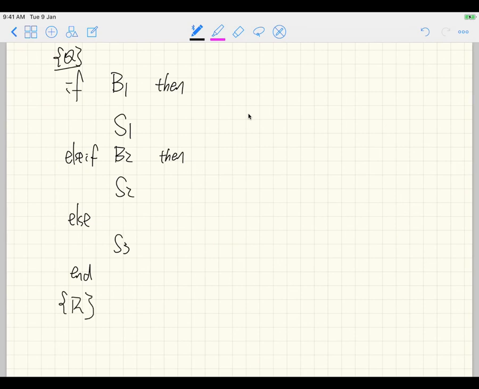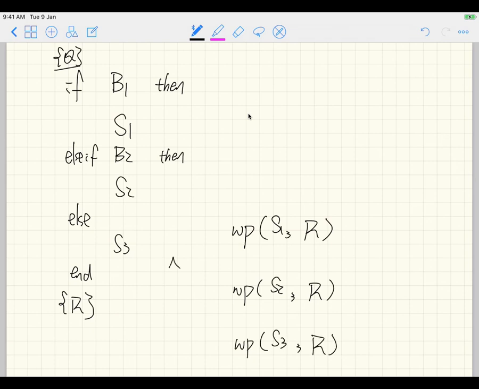In order to calculate the weakest precondition, again we got WP over here, and also WP for S1 to establish R, and WP for S2 to establish R, and WP for S3 to establish R, right? And we know that eventually we got to do conjunction. So now what's left is what antecedent should we put? And then, of course, we got implication here.